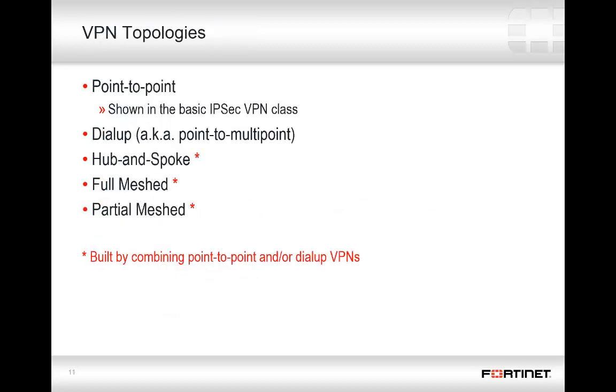Now that we've seen some effects of dynamic versus static IP addresses on configuration, let's expand and see possible topologies with those. There are 5 types: point-to-point, dial-up, hub and spoke, full mesh, partial mesh. Point-to-point VPNs are simplest. Two peers basically communicate directly. This topology and how to configure it was covered in the basic IPSec VPN class. Now let's see the other 4 topologies.